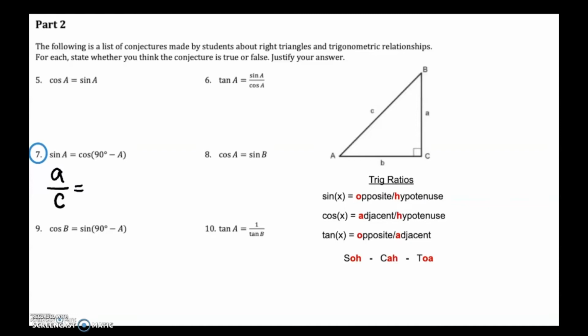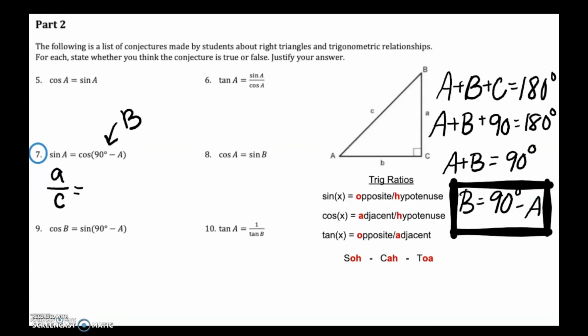Now we know that sine of A equals A over C, and we want to find what cosine of 90 degrees minus A is. Well, what the triangle angle sum theorem tells us is that angle A plus angle B plus angle C is equal to 180 degrees. Now we know that angle C is a right angle, so we have A plus B plus 90 degrees equals 180. We subtract 90 from both sides, so we get A plus B equals 90 degrees. So B equals 90 degrees minus A.